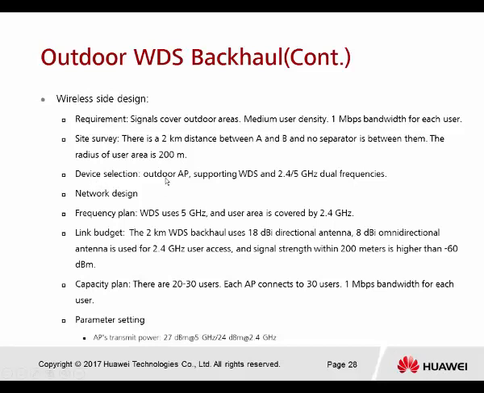For the device selection, we're only using outdoor AP, and make sure the outdoor AP can support WDS. Okay, for the frequency, WDS uses 5 GHz, and the user area is covered by 2.4. For the link budget, the 2 km WDS backhaul uses an 18 dBi directional antenna, and an 8 dBi omnidirectional antenna is used. The signal strength within 200 meters is higher than minus 60 dBm. Capacity: there are 20 to 30 users, each AP connected to 30 users, so 1 Mbps bandwidth for each user. Right here giving the parameter, the AP is using 27 dBm at 5 GHz, 24 for 2.4.